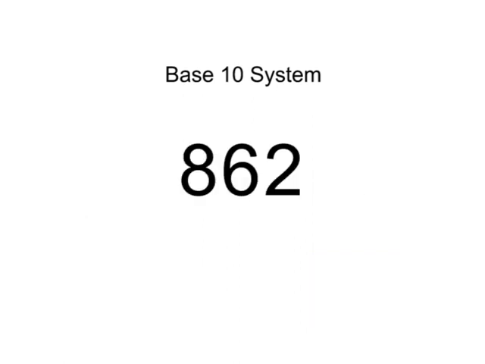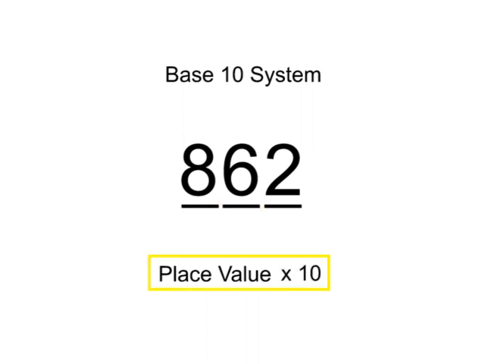The position of a digit in the base 10 system determines its magnitude. This is referred to as place value. Moving from right to left, we multiply each preceding digit position by 10.